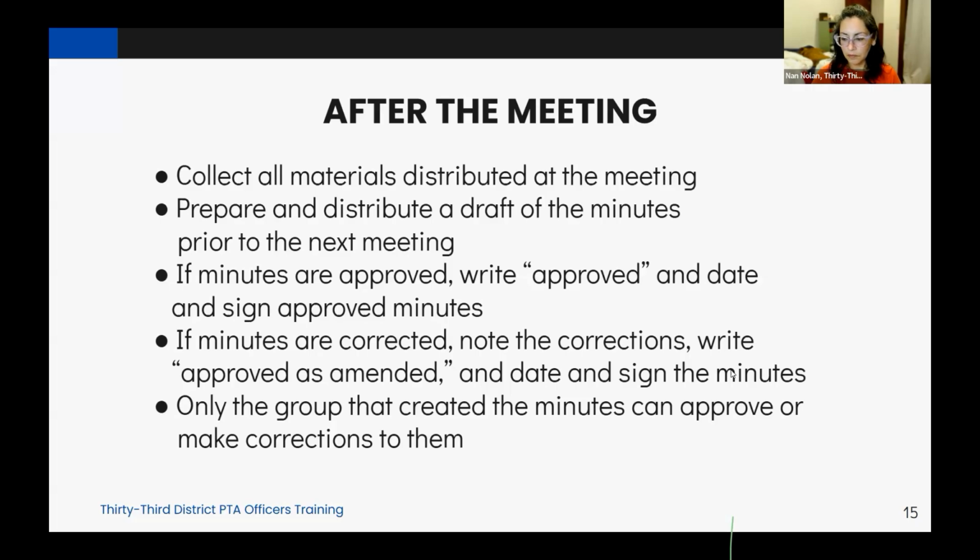And only the group that creates the minutes can approve or make corrections to them. So your board can approve and make any corrections to board minutes, and your association makes corrections or approves your association minutes.